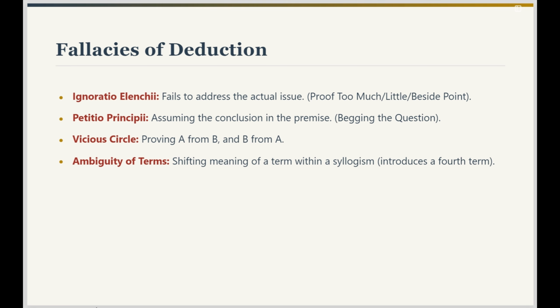An ambiguity of terms is sneaky. If a key term changes meaning halfway through the argument, you've effectively introduced a fourth term, breaking the syllogism. The scheme example is perfect. Scheme as plot in the first premise, but plan in the second. Different ideas in a seemingly valid argument.